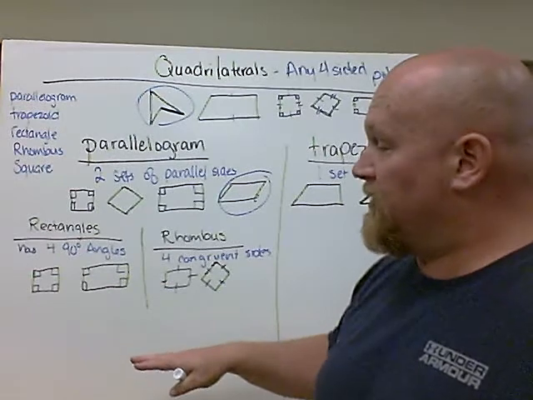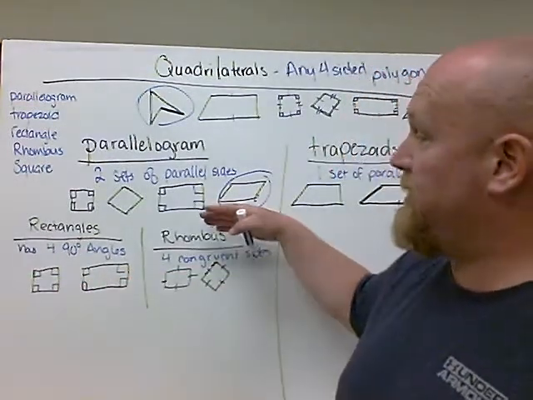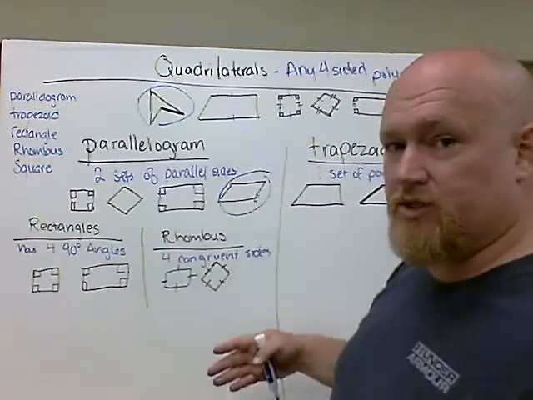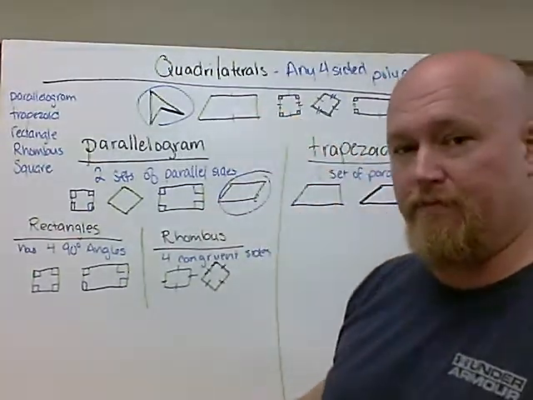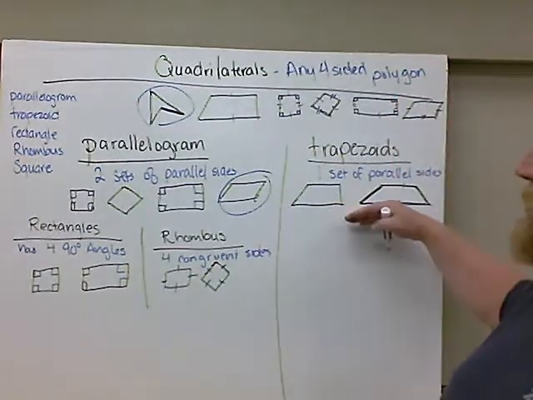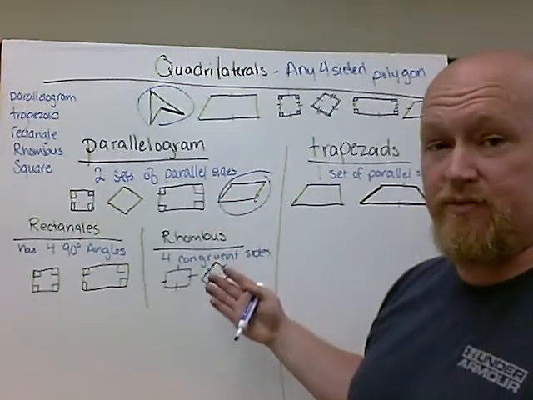Now also remember that rectangles and rhombuses as a subcategory of parallelograms, that's a subcategory of quadrilaterals, means all these properties above it apply. Okay? Trapezoids, they're not rectangles, they're not rhombuses because they're not parallelograms.